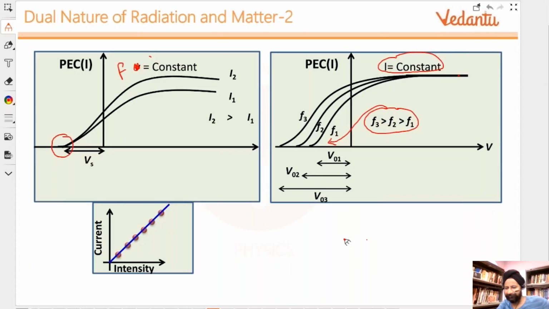Nina says the first is for different intensity, yes, and the second is the same frequency. First graph is same frequency, different intensity. Same frequency means stopping potential is the same.